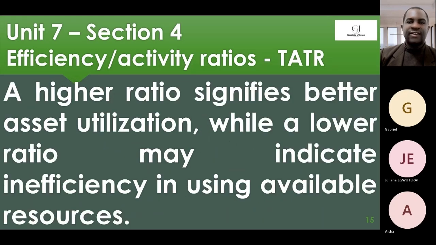A higher ratio signifies better asset utilization, and a lower one indicates inefficiency in using resources. Very simple. So where you see a higher ratio, as we'll be calculating with Dan Kabir, it shows the company is doing well, while a lower one is not doing well. So a ratio above 2, let's say 2:1, means your sales is 2 times your asset. Generally that is high. But 1:1 just shows that the same value of asset you have is the same value of sales you made.